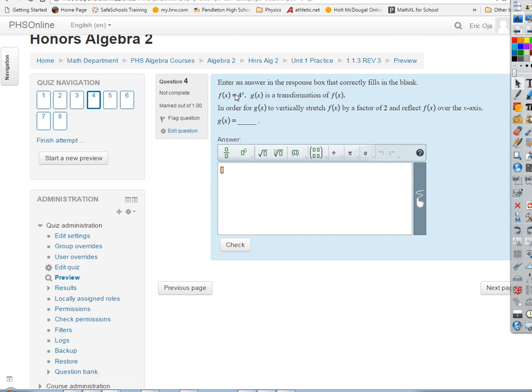This time we've got the same function, 4 to the x. We're going to vertically stretch by a factor of 2 and reflect over the x-axis. So that means we're going to multiply 4 to the x by 2 to stretch it vertically, and by -1 to reflect it over the x-axis, and so we end up with that.